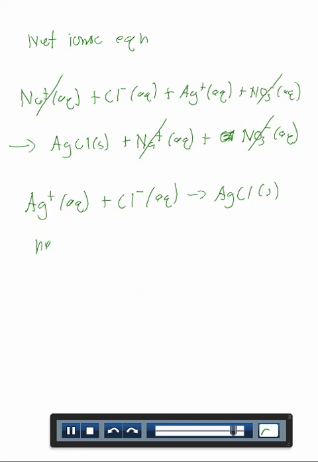So this is called the net ionic equation because it only has the species that are changing or involved in a reaction. The other species, sodium and nitrate, are called spectator ions because they are not involved in the reaction. They're just floating around in solution watching what's happening.